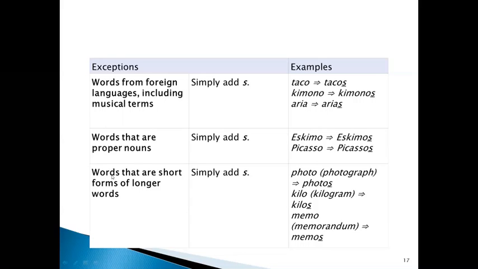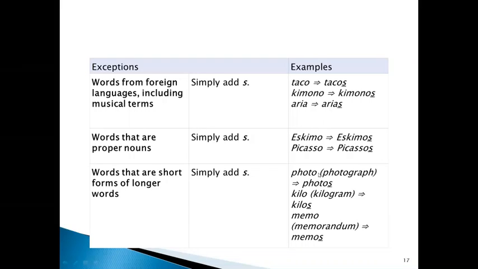Also words that are short forms of longer words. So when we shorten some words, we simply add S. We do not think of the ends. For example, advertisements, we'll just say ads, ad and ads. So photo from photograph. This is a long word, we just shortened it to photo.